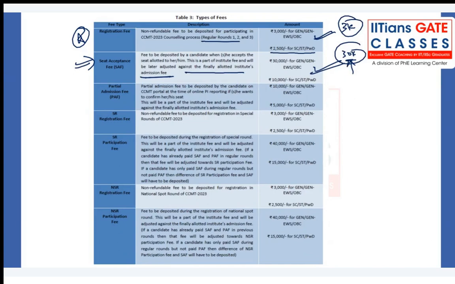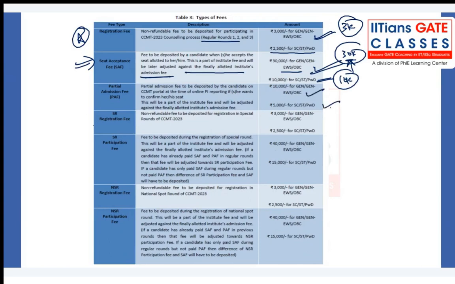And you see here, for SC/ST there will be 10K, okay. So that is very important. For OBC, for general, for EWS, for everyone, 30K is the fee here, right? And the partial admission fee, to be deposited on CCMT at the time of online reporting, if a candidate wants to confirm the seat, okay. So suppose you want to confirm your seat and you want to pay the partial fees, you can pay 10,000 and 5K, right? 5,000, right?